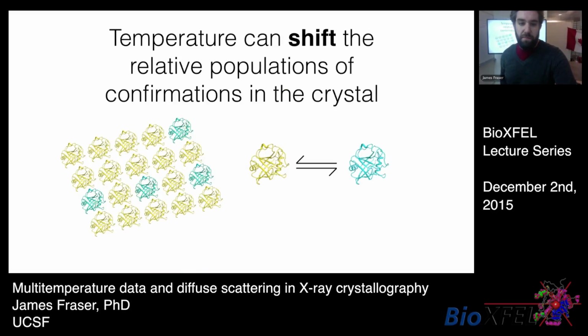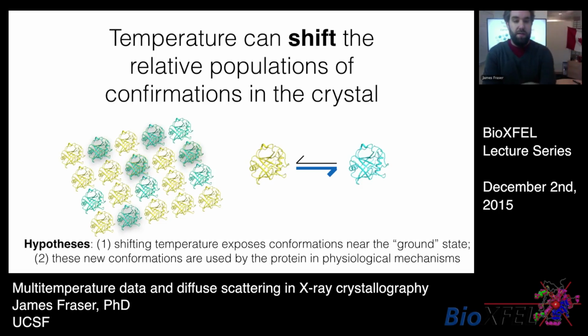So my group has really been interested in using temperature to shift the relative populations of conformations in the crystal. And so we think of temperature as a global perturbation as opposed to a local perturbation, like I showed you at the beginning with the mutation example. And that global perturbation can change the relative population of these conformations. So we might see an increase in the population of the blue conformation. And in a lot of cases, just changing the relative populations is interesting, but one of the most interesting properties is a lot of the time we see conformations at higher temperatures that we couldn't previously see at lower temperatures, because they were too sparsely populated at cooler temperatures.